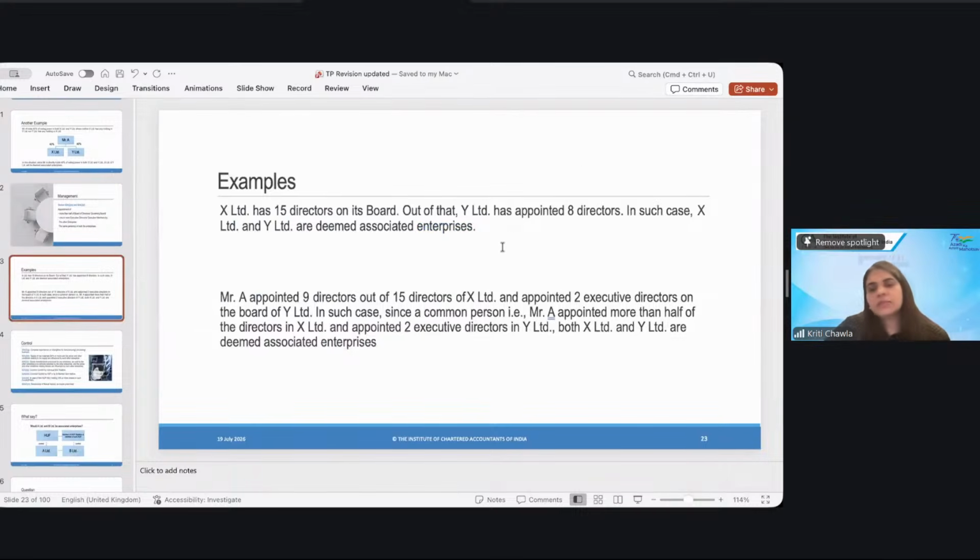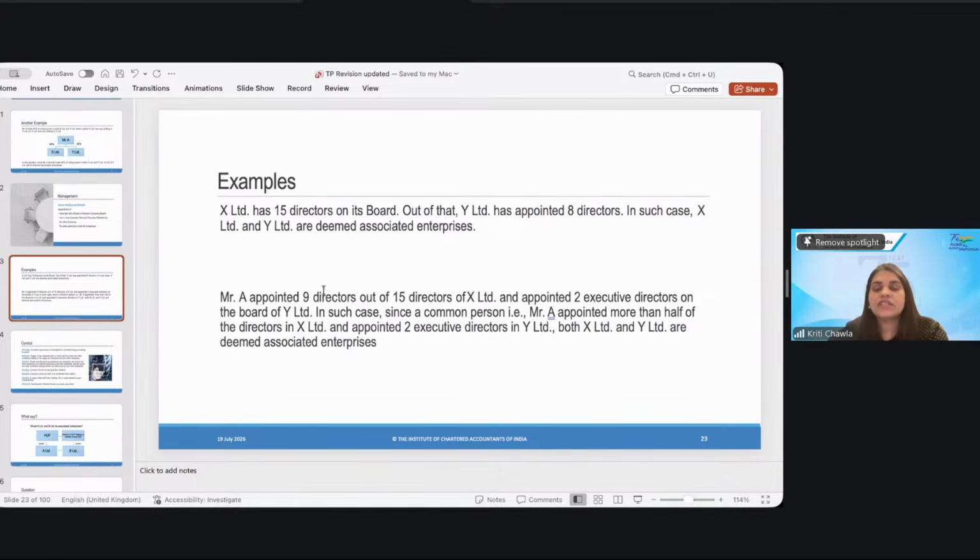So we have some examples right here to look at association. Let's say X Limited has 15 directors on its board. Out of that, Y Limited has appointed 8 directors. In such case, X and Y are deemed associated enterprises because half, 50%, is 7.5, and they've appointed more than half, which is 8 directors. So they will be associated to each other.